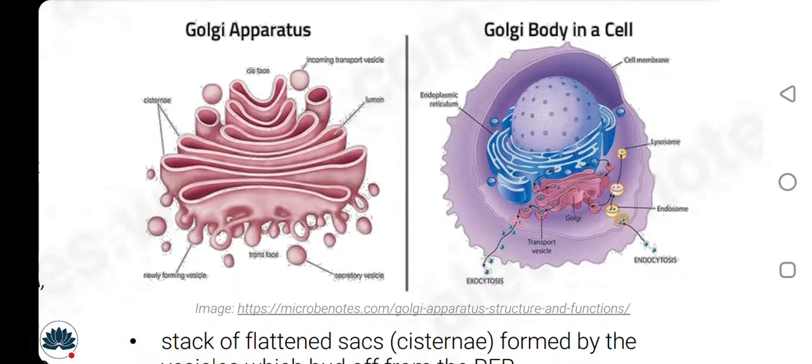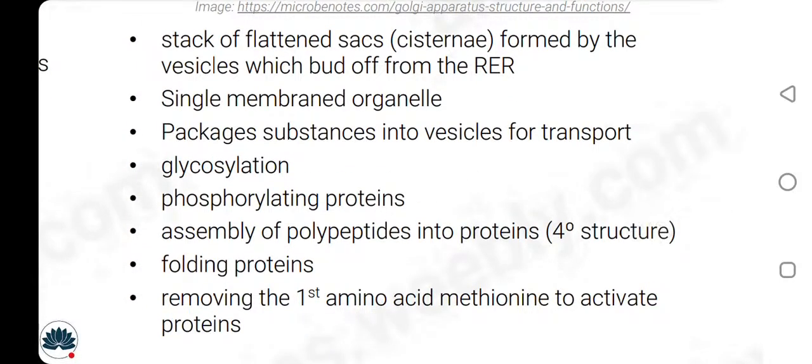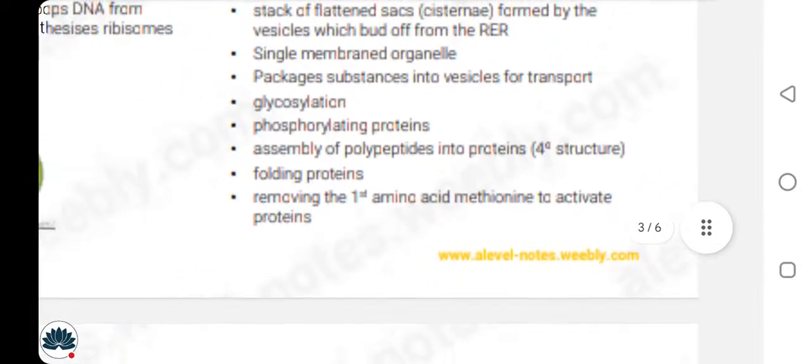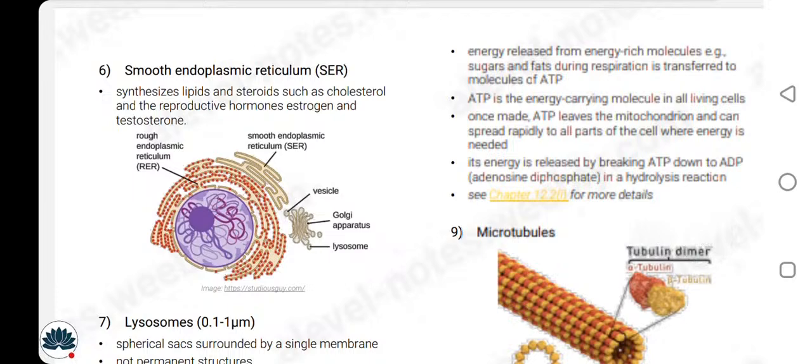What are the Golgi vesicles? Golgi vesicles carry their contents to other parts of the cell, often to the cell surface membrane for secretion. The Golgi apparatus chemically modifies the molecules it transports, such as sugar being added to protein to make glycoprotein. So this single membrane organelle packages substances into vesicles for transport, and glycosylation. This is what it does in the Golgi body.